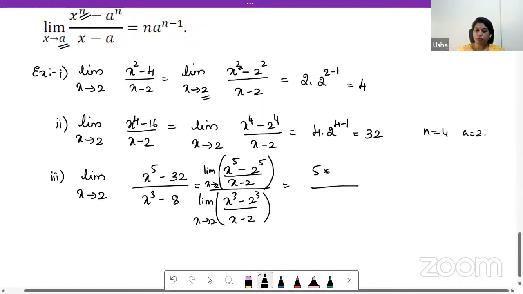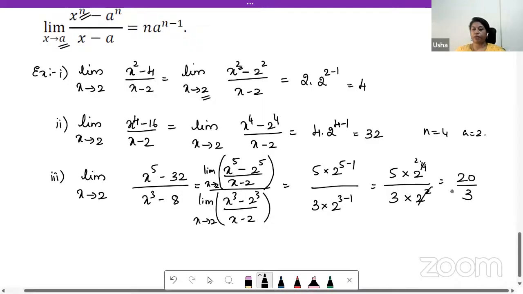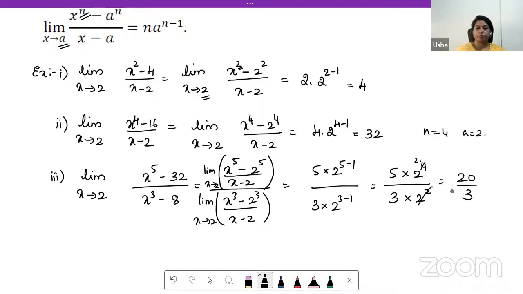This is n into a power n minus 1. Here, n into a power n minus 1. Hope this is clear. 5 minus 1 is 4. 2 power 4 is 16. 16 into 5, or we will just write it as it is. This is 2 power 4 and 3 into 2 power 2. Now this gets cancelled. We will get 2 square here, which is 4. 4 into 5 is 20 by 3. Did you all understand this example?